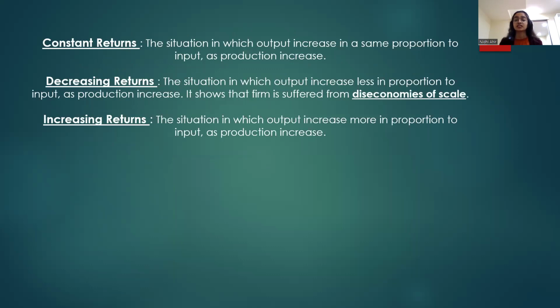Constant return is the situation in which output increases in the same proportion as input as production increases, whereas decreasing return means the situation in which output increases but less in proportion to input as production increases. This also shows that the firm suffers from diseconomies of scale. Increasing return is the situation in which output increases more in proportion to input as production increases.